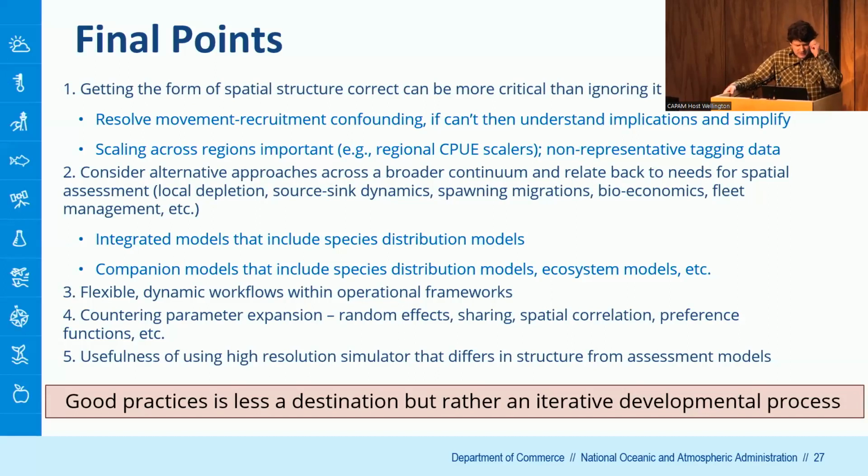And then my final remark is that good practices, when we think about it for tuna or other stocks in general, is less a destination, but rather an iterative developmental process. So my hope is that we learn and can collaborate either in meetings like this or through the literature and help develop more and more spatial models, test them through operating model structures to help build and define what I think right now is an improving but still a little bit gray area for best practices for spatial modeling.